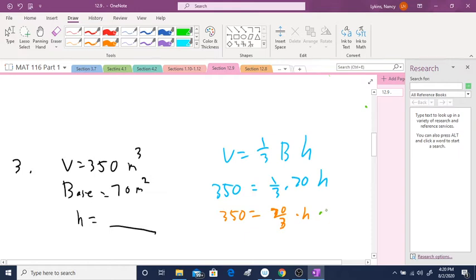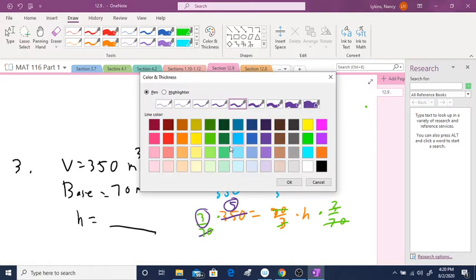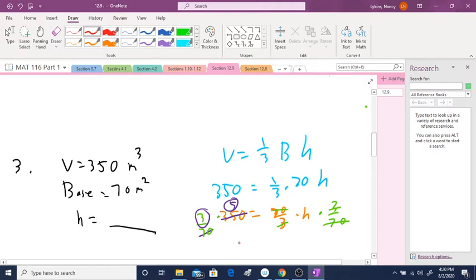Flip the fraction to multiply it. So basically your 3's cancel, your 70's cancel, it leaves you with h. And then you have to do it to the other side. Now you can say 3 times 350, which is 1050 divided by 70. Or what I like to do is cross these out and say 70 goes into 350 because I know that would be 5. So I'd say 5 times 3. In this case, my height equals 15, and your units would be meters.